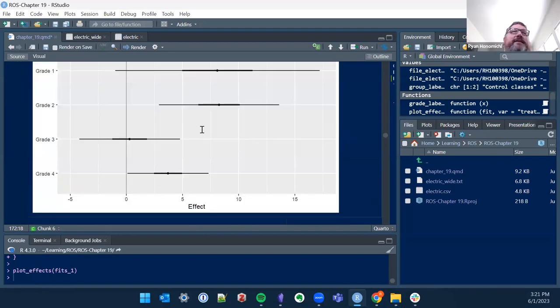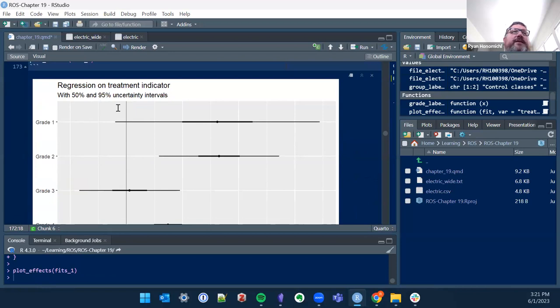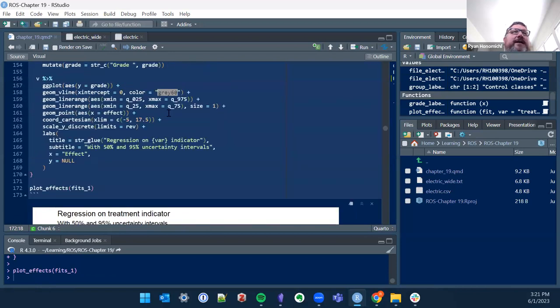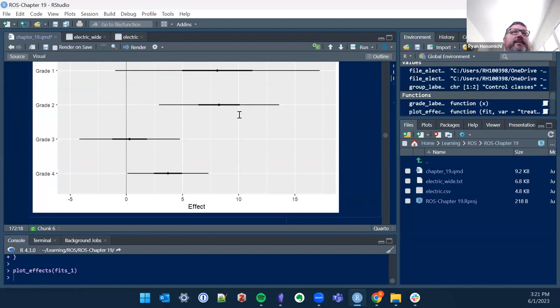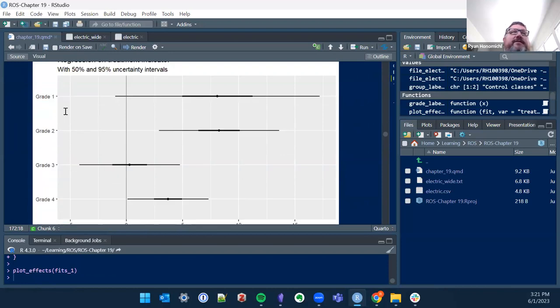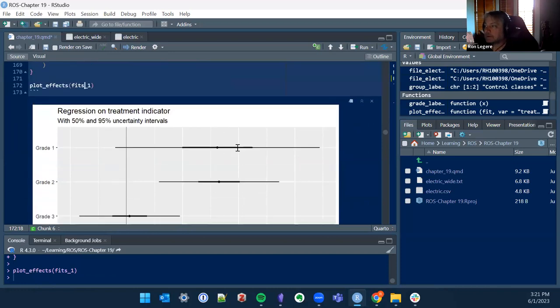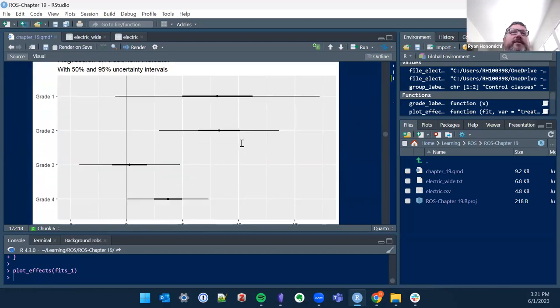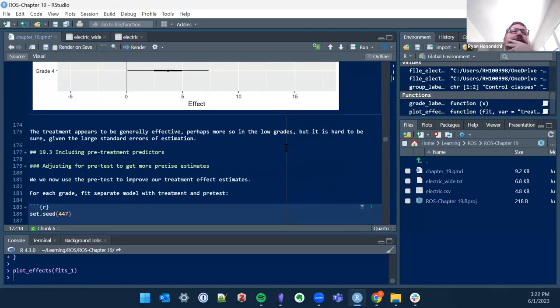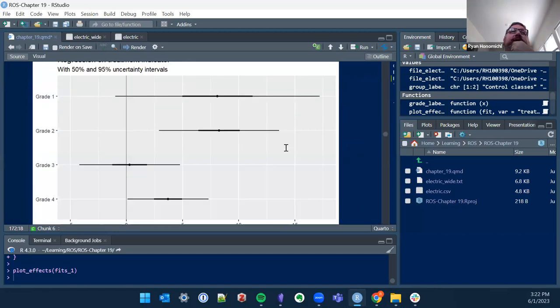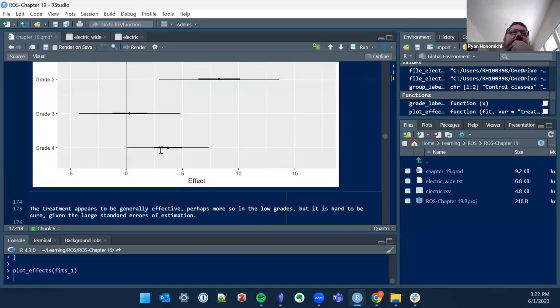Okay, so I think the big takeaway is this: we're now using the treatment indicator as the only predictor, but we've also stratified and run these models at the class level individually. What you can see here is that for grade one, they're improving just about as much as the grade two people, or the effect is the same, but look at the width of this confidence interval, excuse me, uncertainty interval. It's obviously pretty wide for the first graders, and that's sort of a concern, right? It's really hard to know what to take from this because of the variability here.